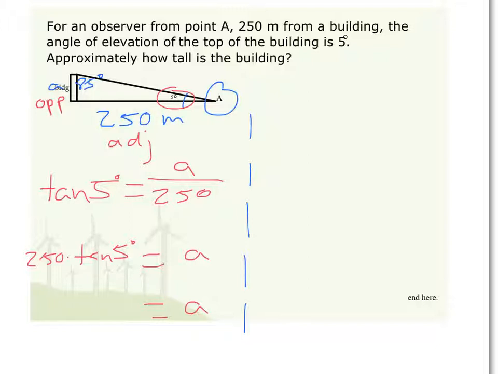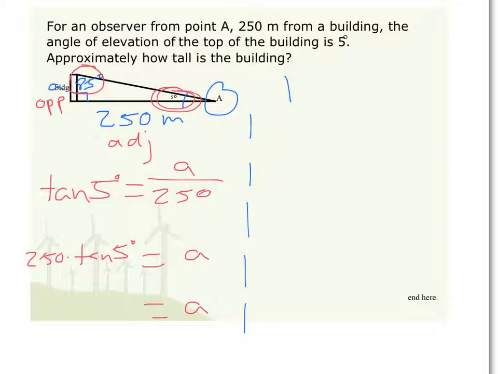One other thing I also know is that this other non-right angle is 85 degrees because this angle and the 5 degree angle have to add up to 90. Now I'm going to use the 85 degree angle as my reference angle instead. I'm still going to use the tangent ratio, but I want to show you a little difference.